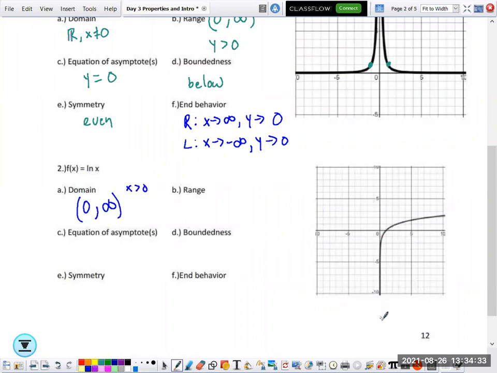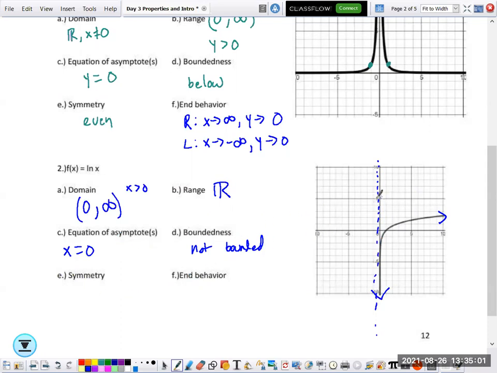But now the range, the y values go from the bottom to the top. So the range is all real numbers. Because the range is all real numbers, it goes from bottom to top, this function is not bounded. It does have a vertical asymptote at x equals 0, like right here. There's my vertical asymptote.